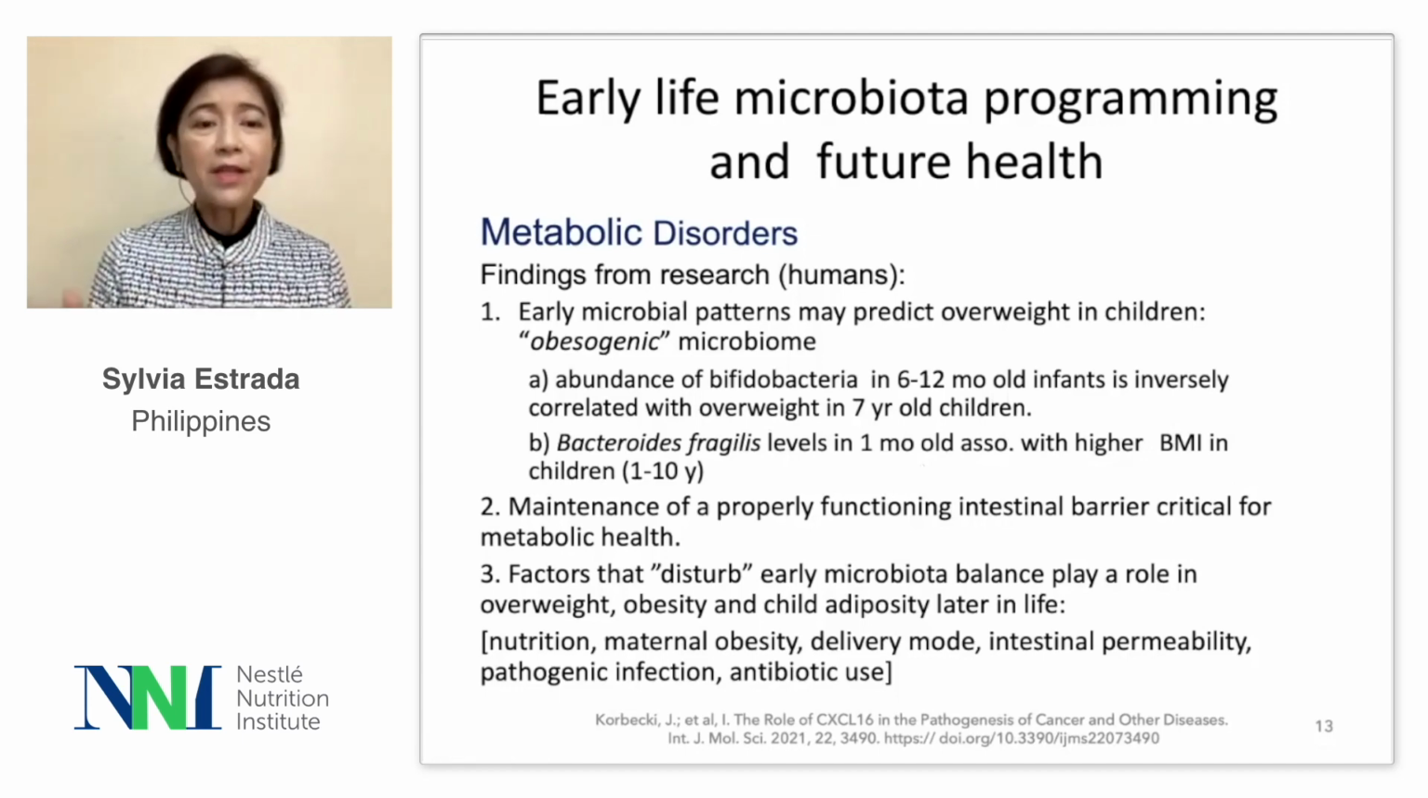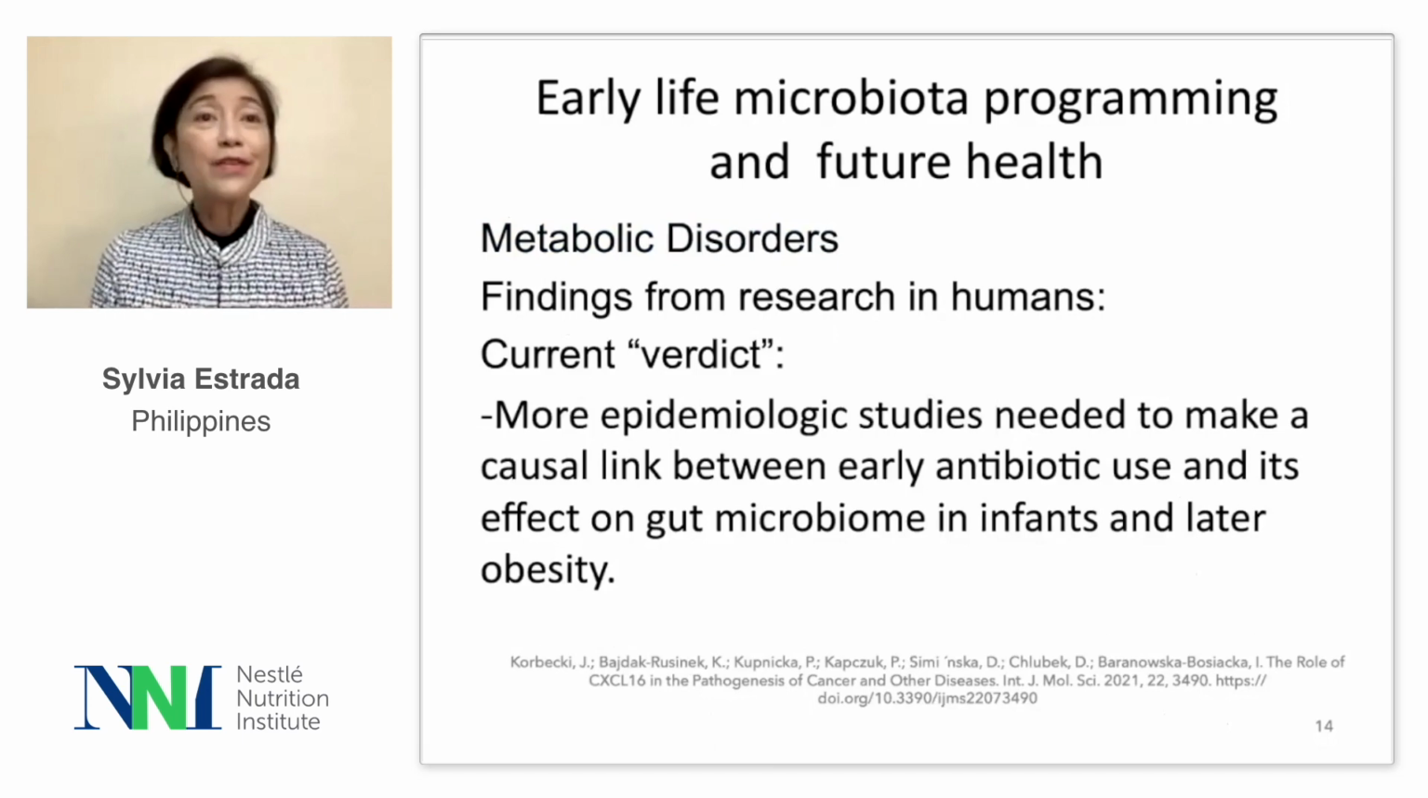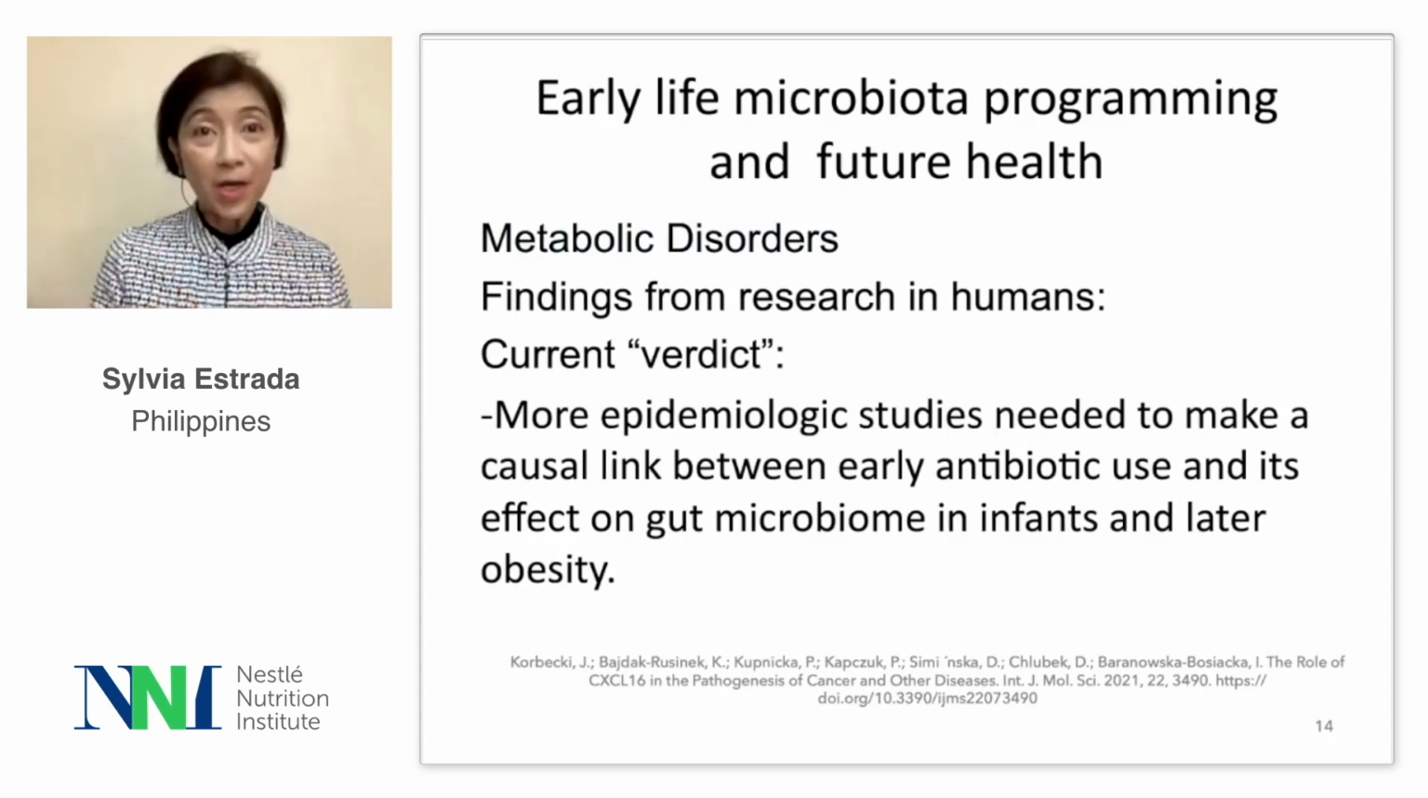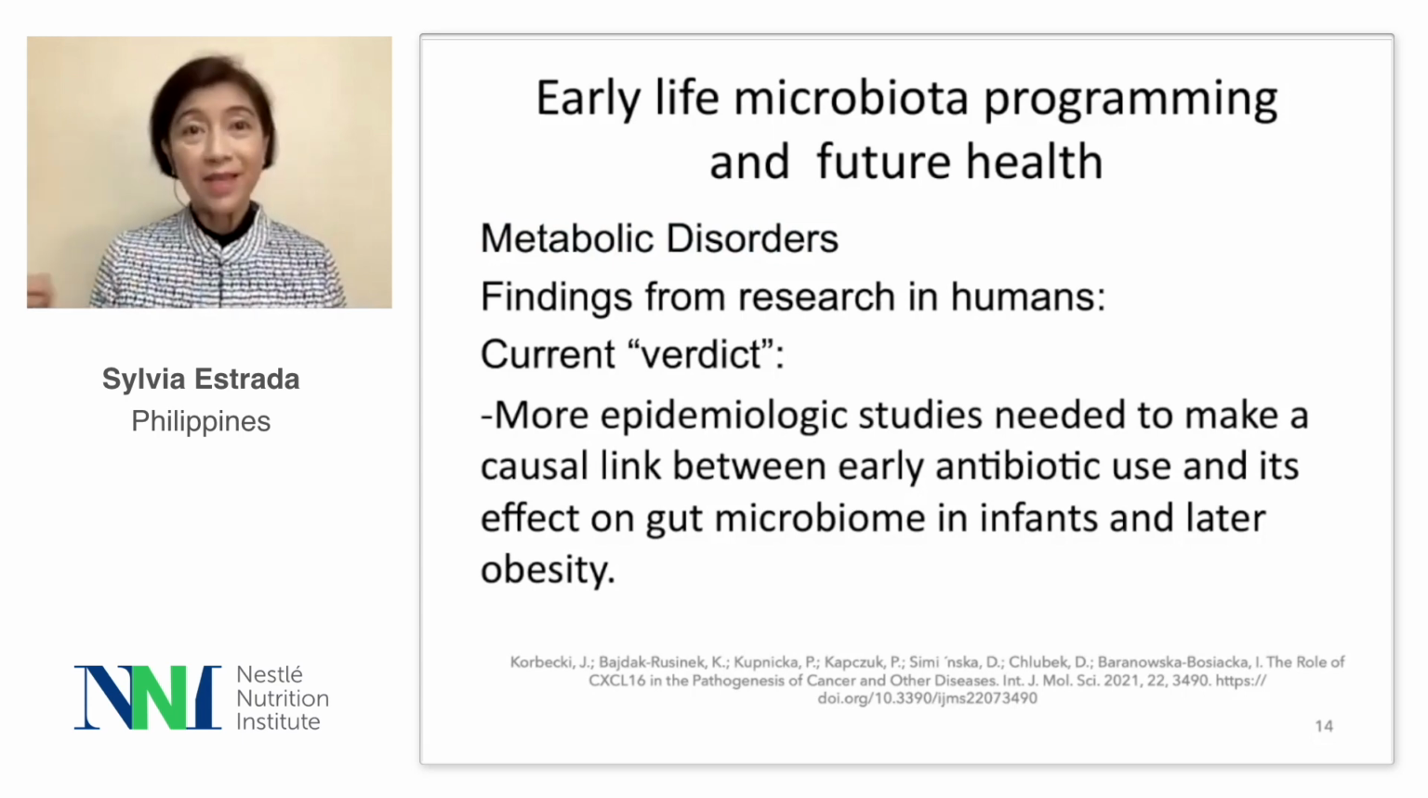What else did they find out? That it's important to maintain a functioning intestinal barrier, critical for metabolic health. And there are factors in the early microbiota that cause a disturbance, and this is what causes obesity, overweight, and child adiposity. We're talking about factors like nutrition, infection, antibiotic use, and even lifestyle. But what is the current verdict of all these researches? We do not have enough data. We still need more epidemiologic studies to make a causal link between early antibiotic use and its effect on our gut microbiota and what happens in later obesity.